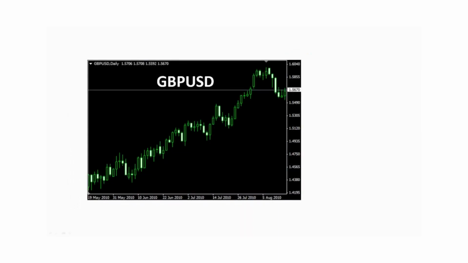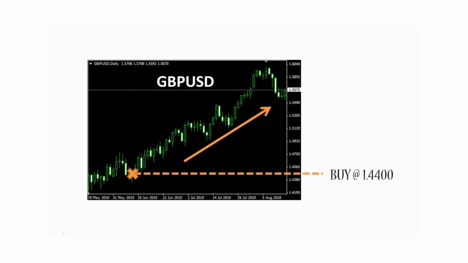Let's look at a British pound dollar example, and here we can see an upward trend. Let's assume that a bull trader bought at that point in time marked by the cross, and the transaction was conducted at a quoted price of 1.4400 for the British pound US dollar currency pair. As we recall from one of the previous tutorials, this means that at that point in time every single British pound was worth 1 American dollar and 44 American cents.